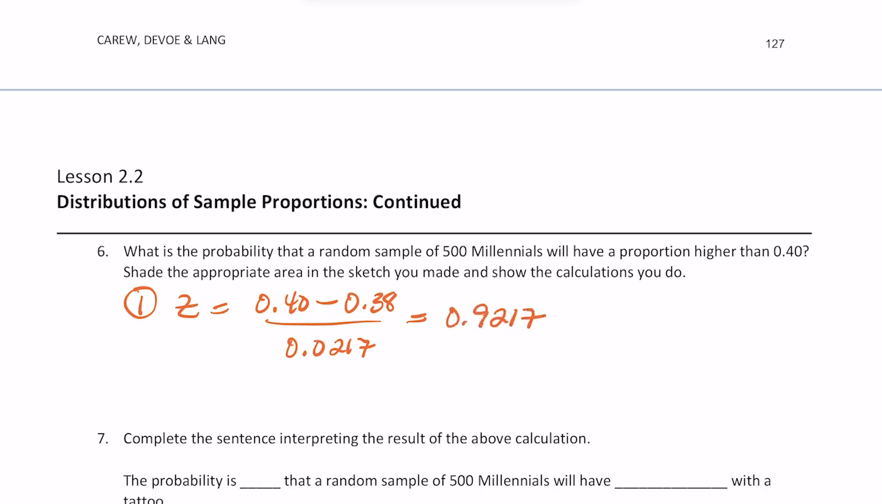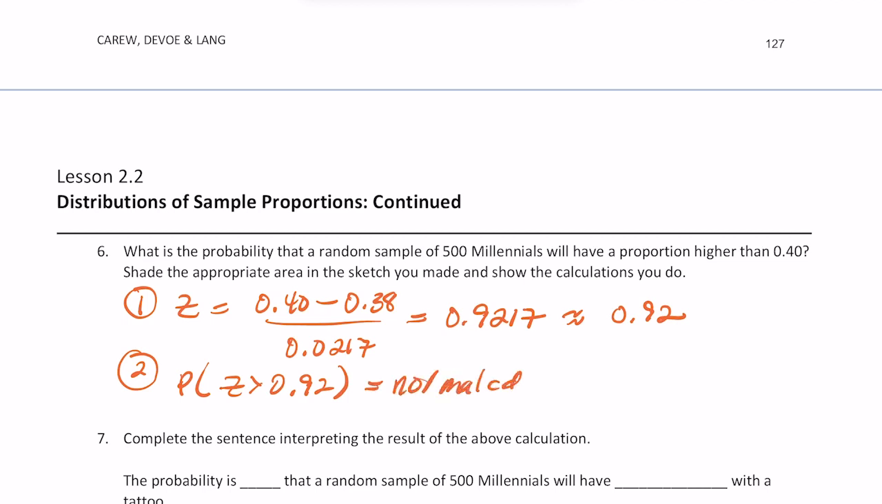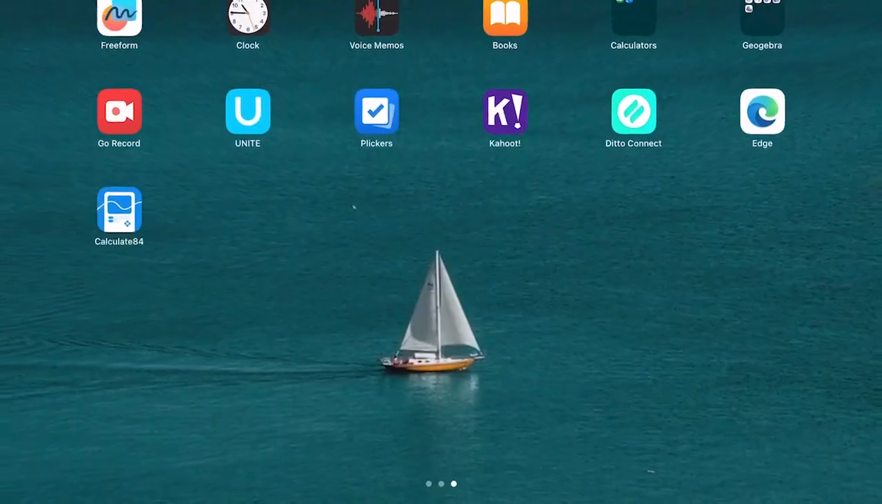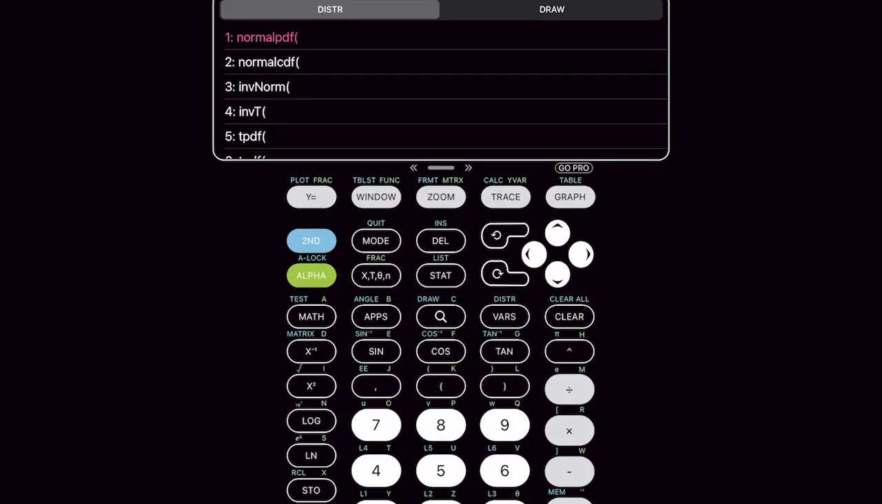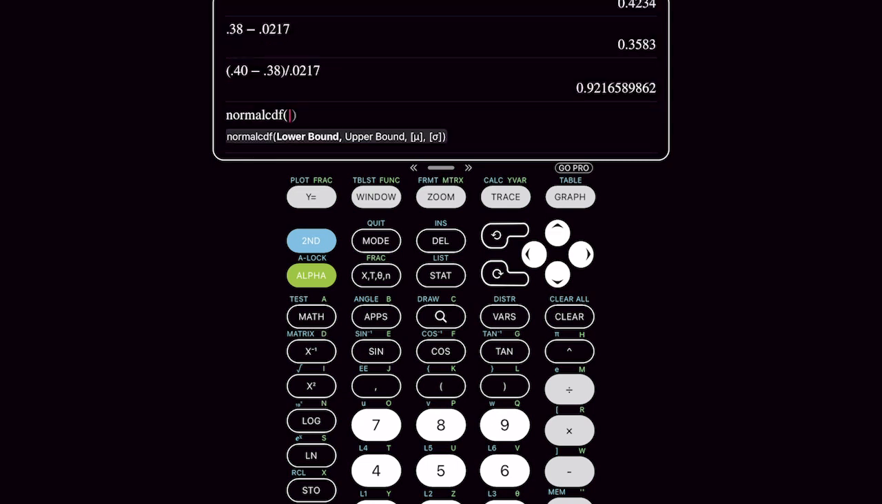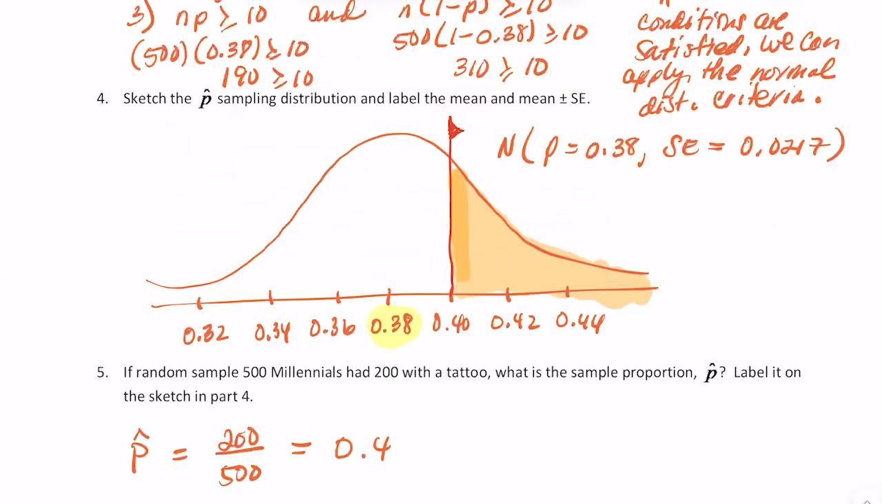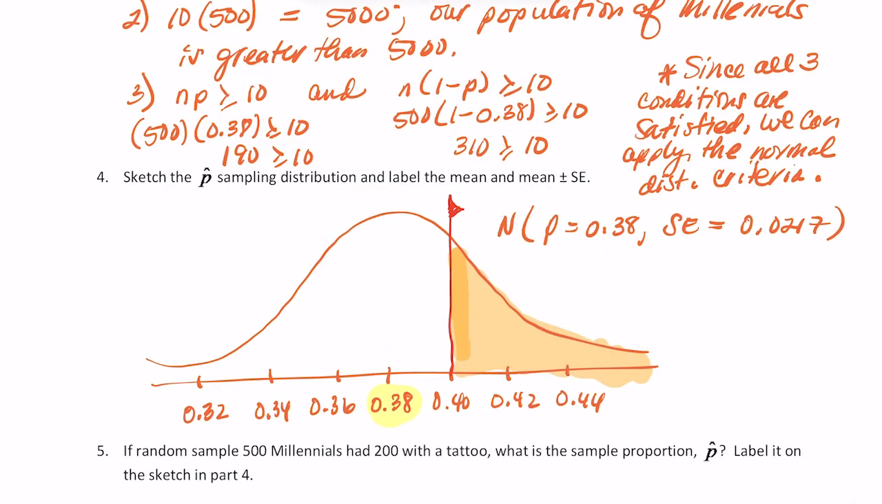Okay, which basically is just a z-score of 0.92. So now I want to find the probability that z will be greater than 0.92. And remember, to do that, we're going to use our normal CDF. So we need to get on the calculator, and normal CDF is under 2nd Vars, and you're going to pick number 2. And our lower bound, so let's look at our picture again. Our lower bound here would be the flag.